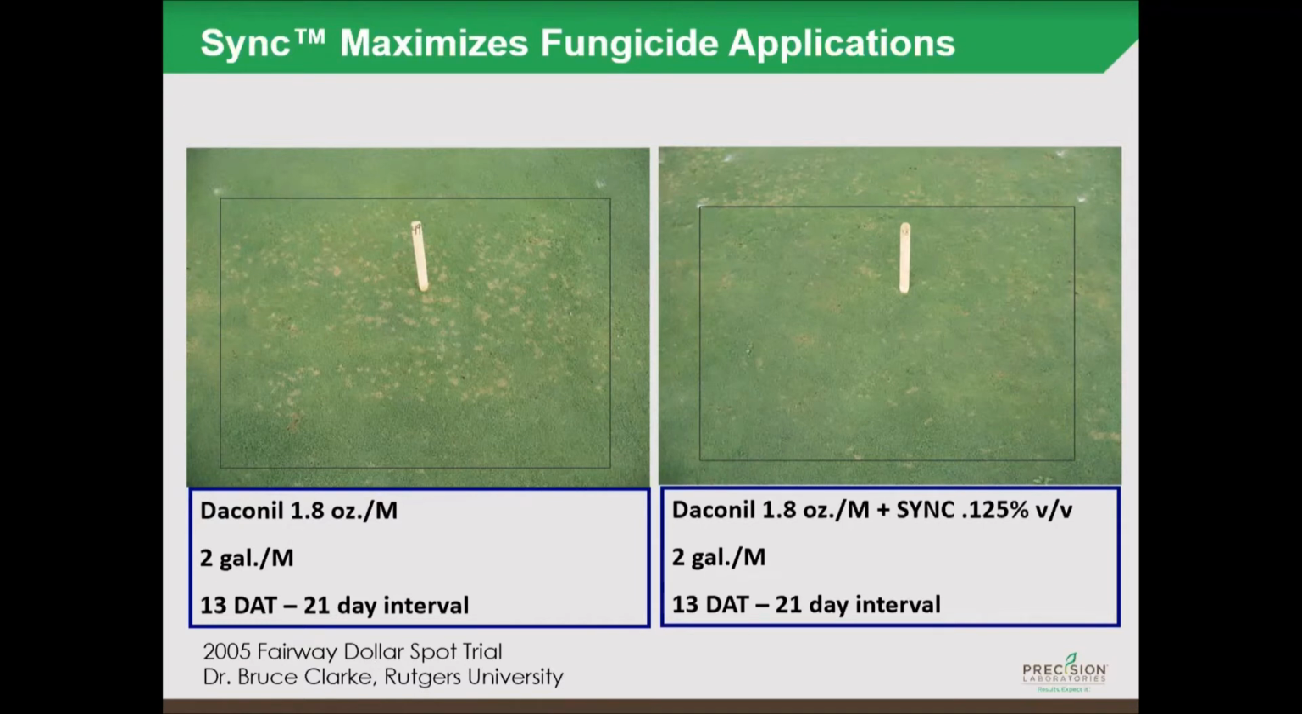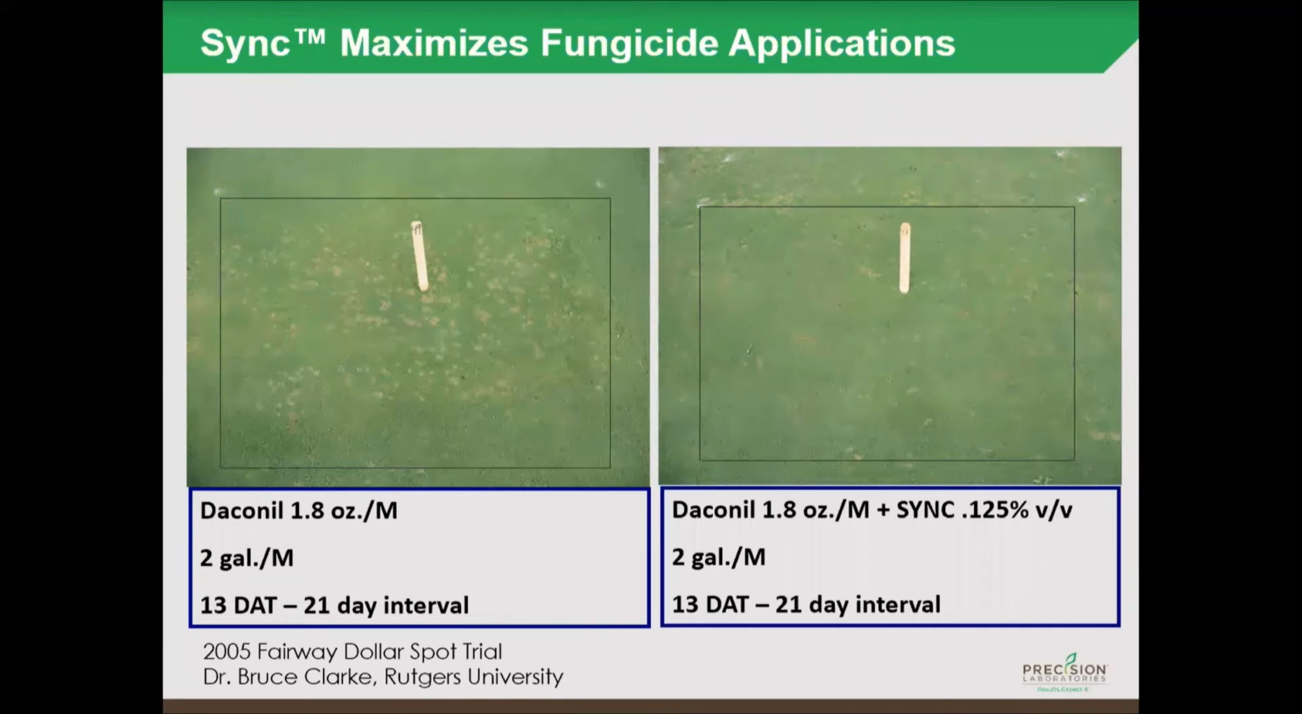So we took the same low use rate of 1.8 ounces and added a pint per 100 gallons of zinc. And you can see 21 days later, there's a little dollar spot coming on, but it really increased the residual effects of those chemistries. And so when we get into situations that you're trying to get the most bang for your buck, or you're really fighting heavy disease pressures, zinc can really help you. And it would also have the same effect on anything foliar.